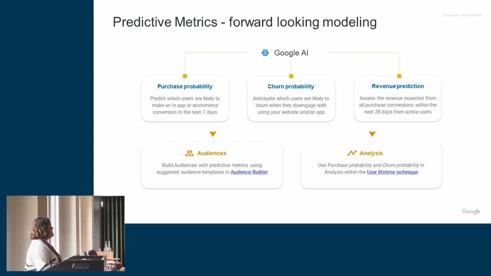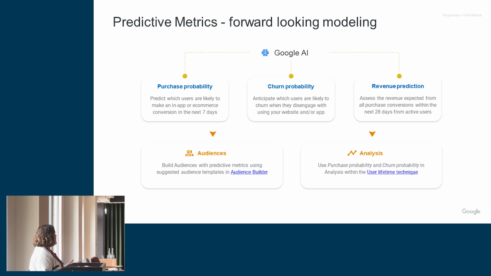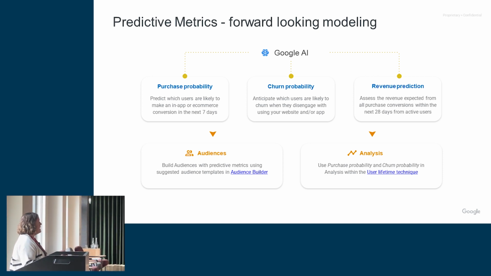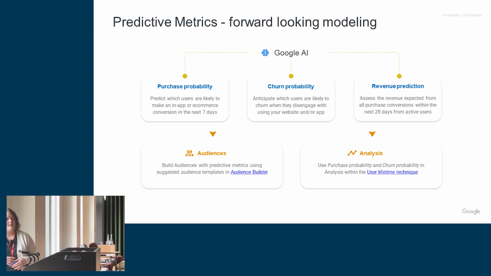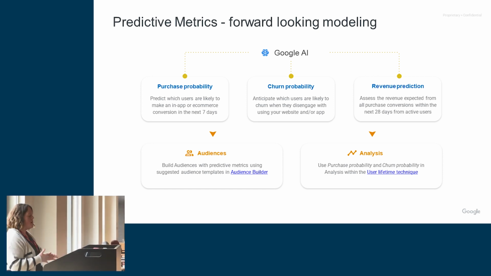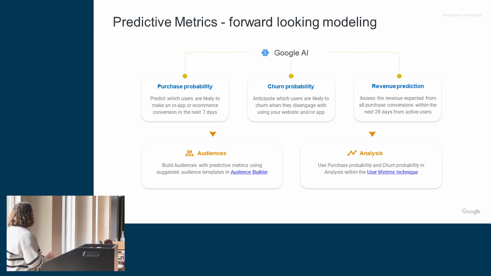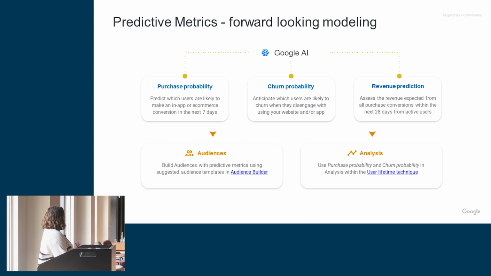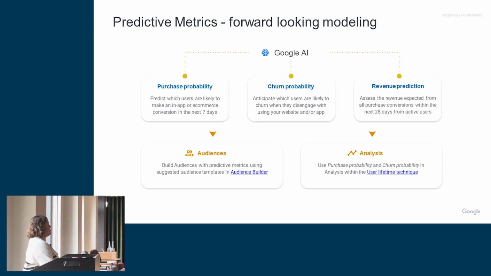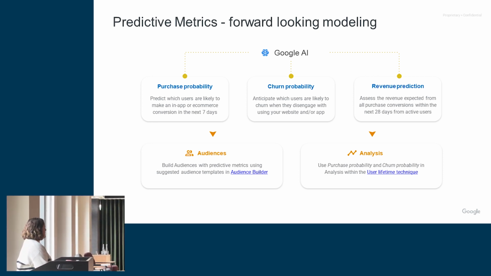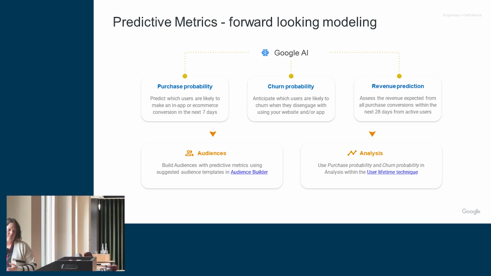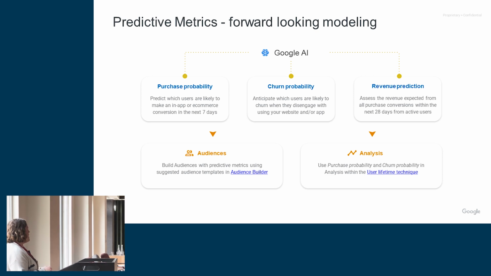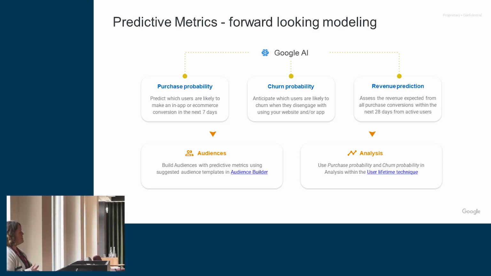A couple of different examples here. At the moment, these are all based on revenue, so they are looking at transaction conversions that happen on your site. We are looking to extend this to be able to use other conversion types as well, so watch this space for that one. But at the moment, they're based around purchase probability, churn probability, and predicting how much revenue somebody is going to spend.